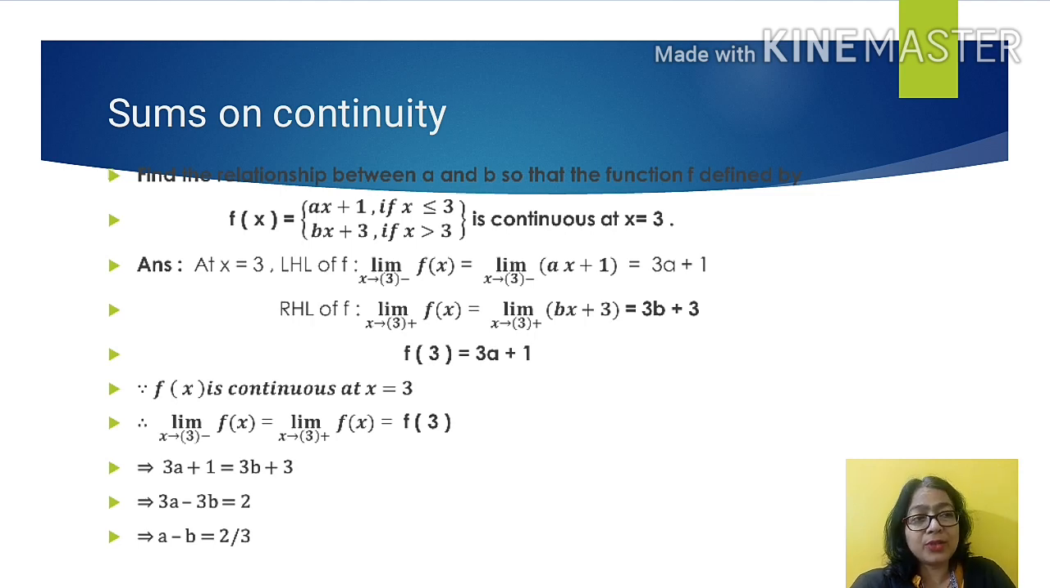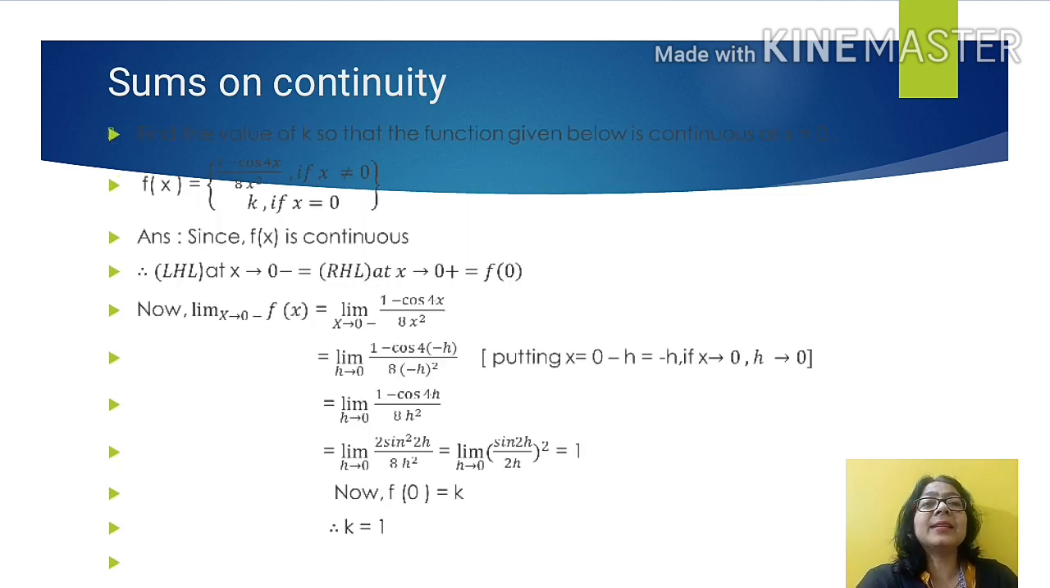Now all three are equal, so 3a plus 1 is equal to 3b plus 3. After calculation we can check that a minus b is equal to 2 by 3. So if a function is given as continuous, then we can use that all three, left hand limit, right hand limit and functional value, are equal.